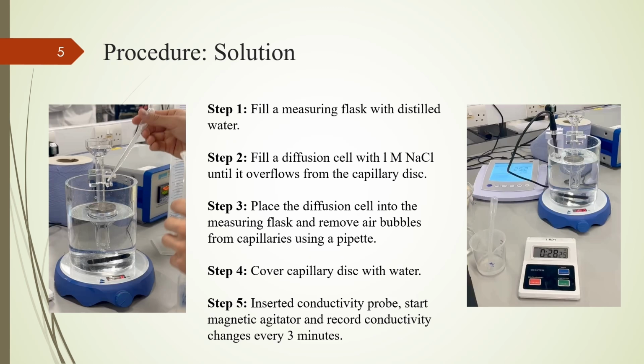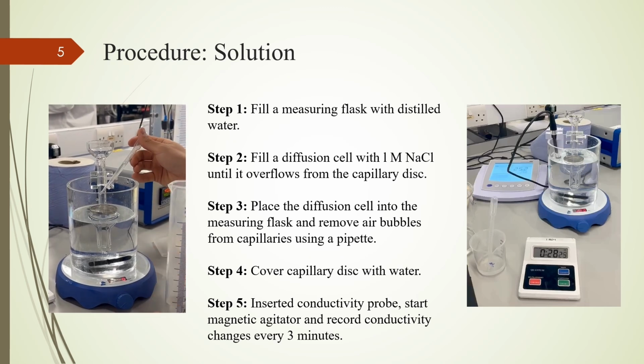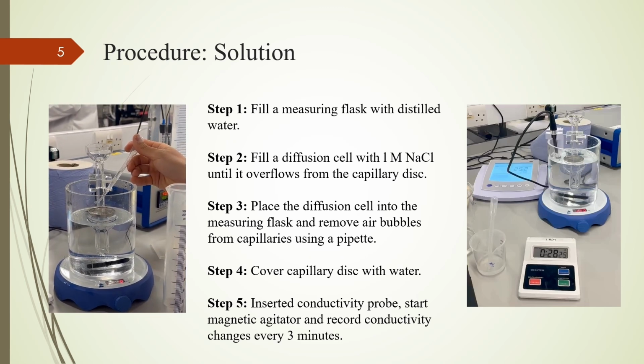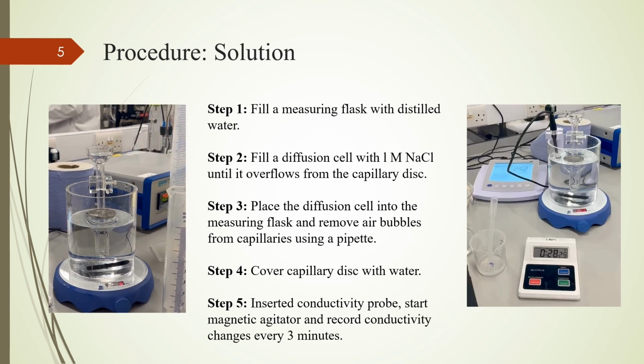For the liquid solution experiment, we started by filling a measuring flask with 900 milliliters of distilled water. Then we filled the diffusion cell with 1 molar solution of sodium chloride until it overflows. After that, the diffusion cell was placed into the measuring flask, and the air bubbles in the capillaries were removed using a pipette. We then covered the capillary disc with water and inserted the conductivity probe. The magnetic agitator was then switched on and maintained at approximately 200 RPM. The conductivity value was recorded every 3 minutes, and the results were tabulated.